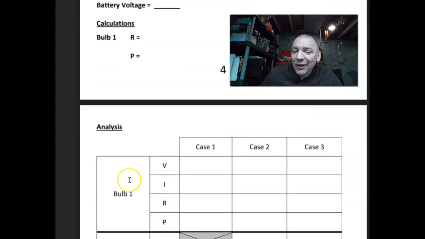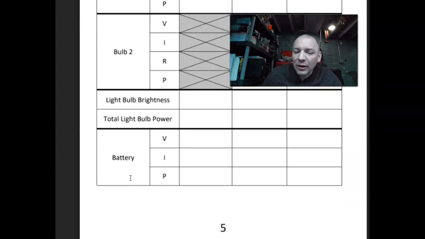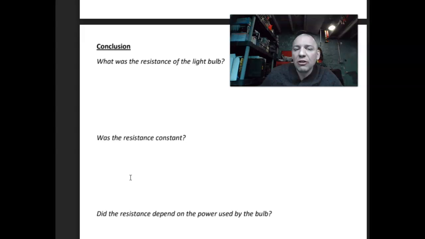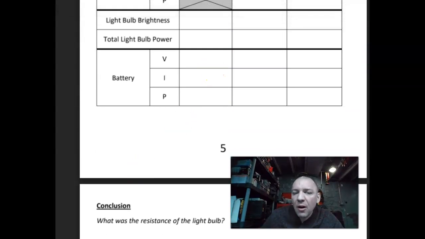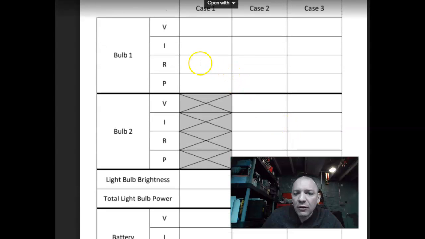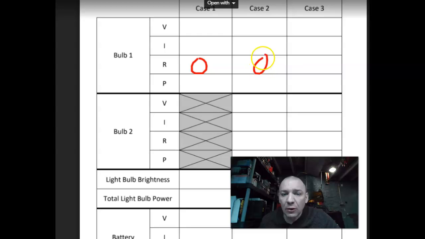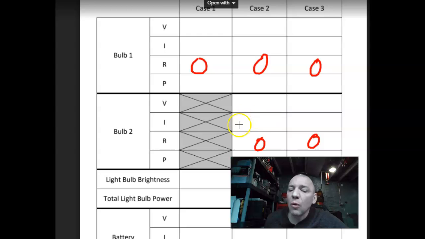Once you get all those put together and the table is filled out and looking nice, then there are some conclusion questions you want to answer. What was the resistance of the light bulb? In there, you're going to look at all the different values you have. You're going to have 5 resistances to compare: a resistance for case 1, 2 resistances for case 2, and 2 resistances for case 3. You're going to want to look at those and compare them and see how that all goes together.